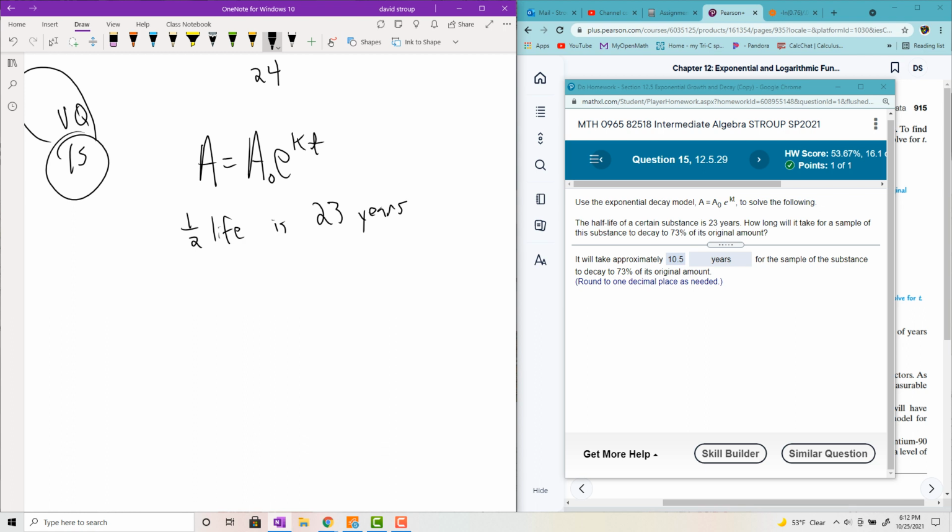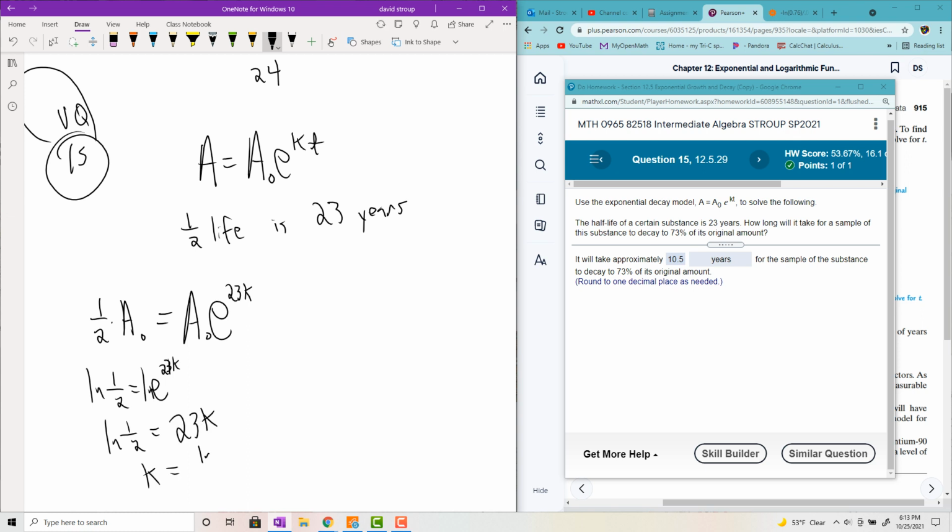Okay, so anyways, I need to find k, right? I can do that by noting that after 23 years, so if I plug in 23 for t, 1/2 of the original amount, a sub 0, will be left. So you just divide both sides by a sub 0. 1/2 equals e to the 23k. Take ln on both sides. Get ln of 1/2 equals 23k. Divide by 23. So get ln of 1/2 divided by 23.